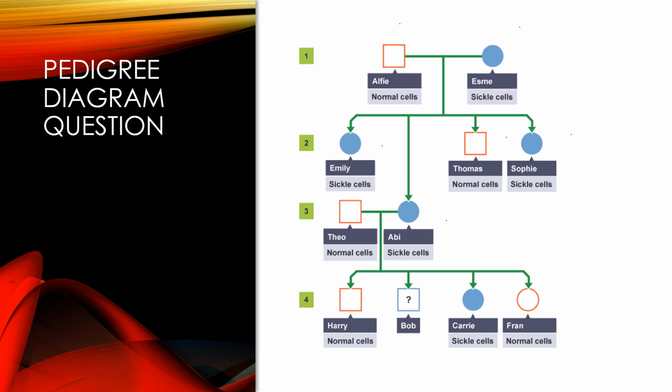Abby then, what does Abby do? Well, Abby marries Theo, and what happens is they have kids as well. Their kids are called Harry, Bob, Carrie, and Fran. Okay. Now, this question then is about sickle cell anemia.